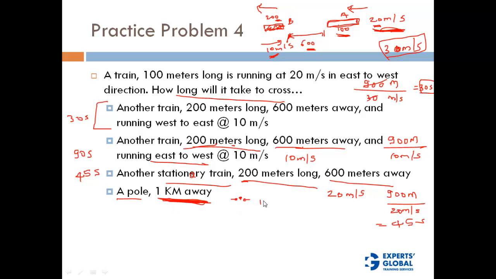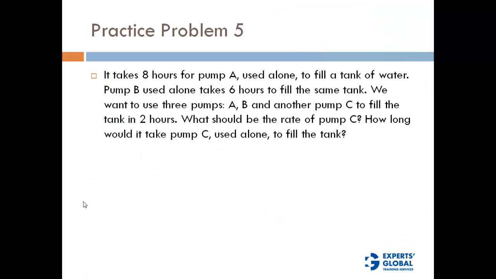So the train has to travel 1000 meters plus its own length divided by, pole is obviously stationary, so again effective speed is going to be the speed of the train. So speed of the train is 20 meters per second. So this answer is 1100 meters divided by 20 meters per second. So what we get is 55 seconds. So answer here is 55 seconds. Let's look at this problem. Please pause the video and see if you can solve this.